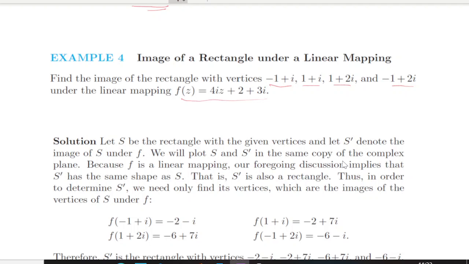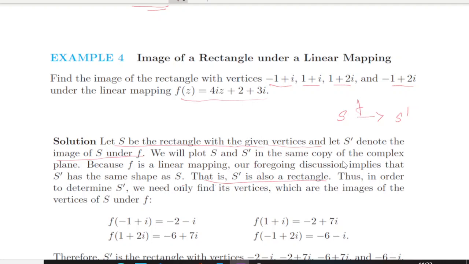So first of all, we will say that S is the rectangle with the given vertices, and S dash denotes the image of S under f. So it's a map from S to S dash. This is our f. Now we will plot S and S dash in the same copy of a complex plane. Because f is a linear mapping, our foregoing discussion implies that S dash has the same shape as S. Since we are finding the image of a rectangle, the image also should be a rectangle. That is, S dash is also a rectangle.